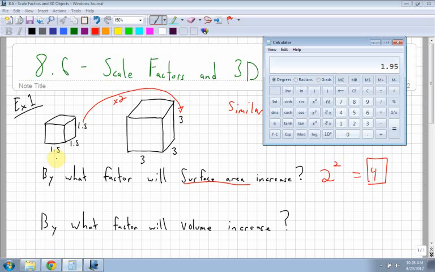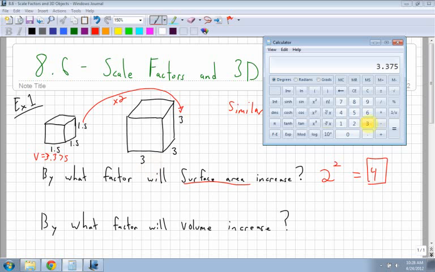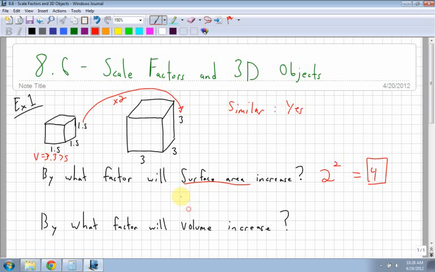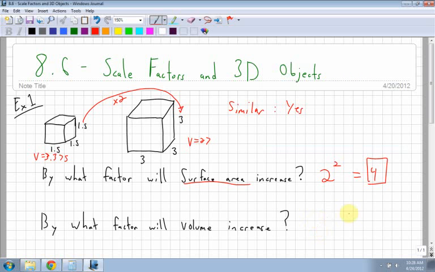Well, let's just check this out. Here I have 1.5 times 1.5 times 1.5, which is a volume of 3.375. And the other one is 3 cubed, which is a volume of 27. Let's see what those volumes have been increased by. So 27 divided by 3.375 is a factor of 8. What do I notice about 8? How is it related to 2, which is my scale factor for each dimension? That's actually 2 cubed. 2 cubed is equal to 8.